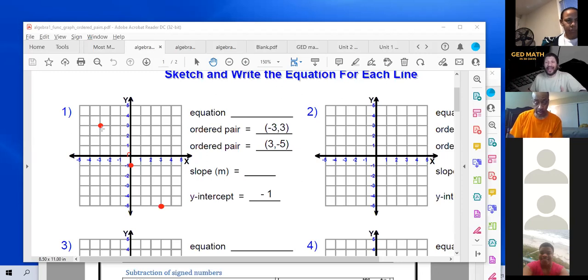Now, how can I find the slope from these 2 points or any 2 points? Can anybody tell me how I can find the slope from these 3 points? Rise over run. Remember, if you have a graph, the easiest way to find the slope is rise over run.